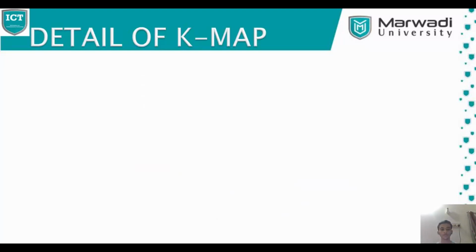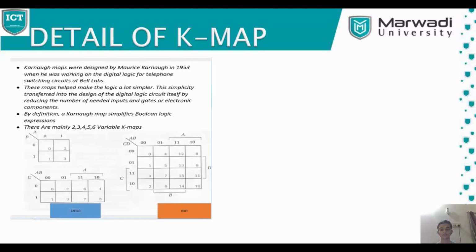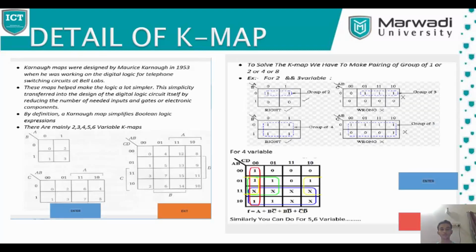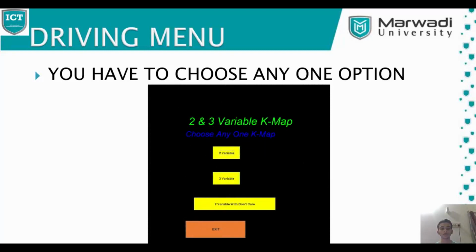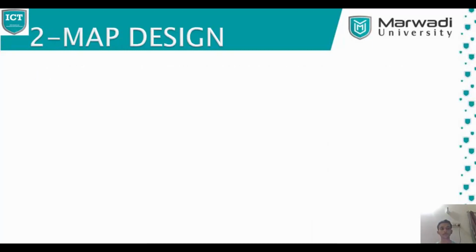I have included two pages here. One is the history and one simple example of the K-map, and the next page is about how to solve the K-map. Next is the driving menu for the program. The user has to choose any one option at a time. The user can choose here 2 variable, 3 variable, or 2 variable with don't care, or he or she can proceed to the next.